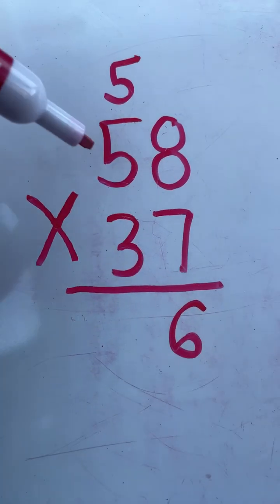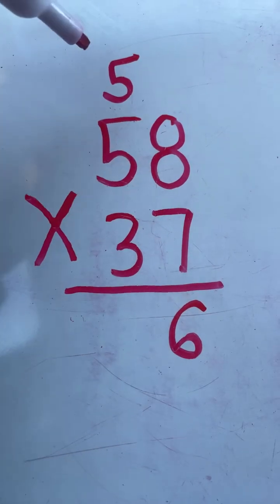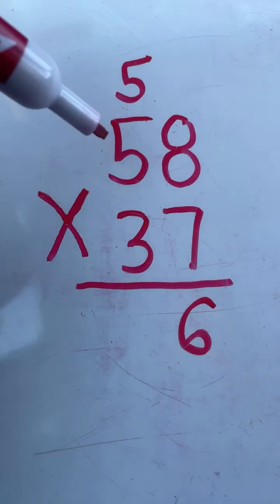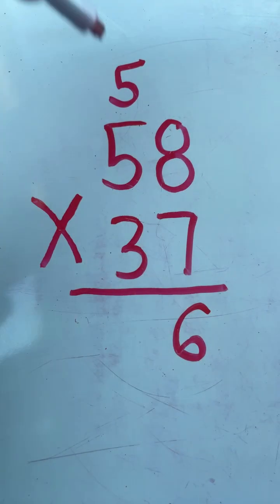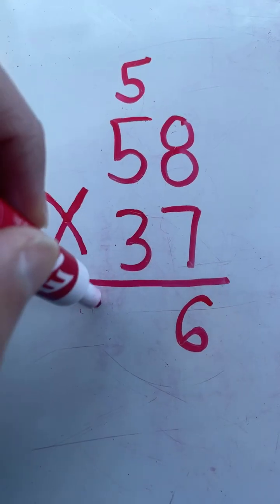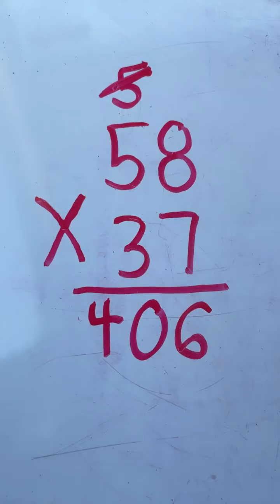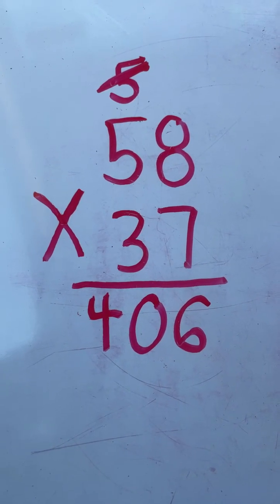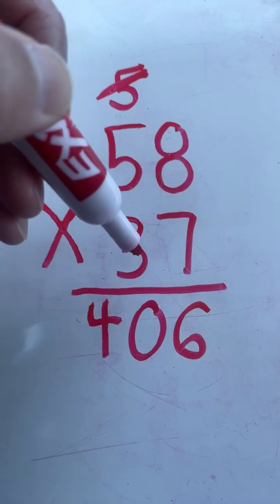Next, we're going to multiply 5 times 7, and then we're going to add the 5 that is carried over. 5 times 7 equals 35, plus 5 equals 40. So you're going to write the 40 in. So far, we have multiplied 58 times 7. Next, we have to multiply the top two digits times the bottom digit in the tens place.